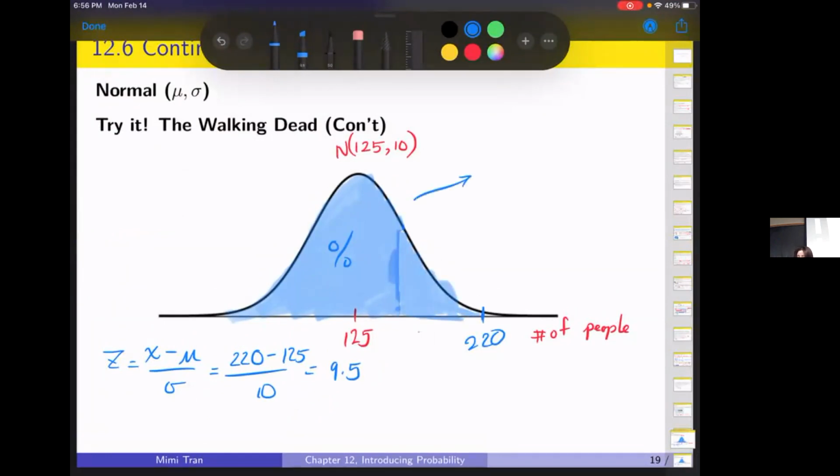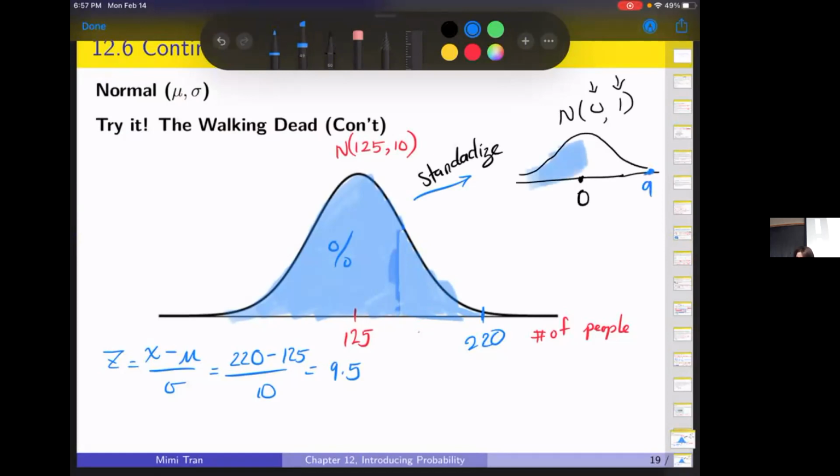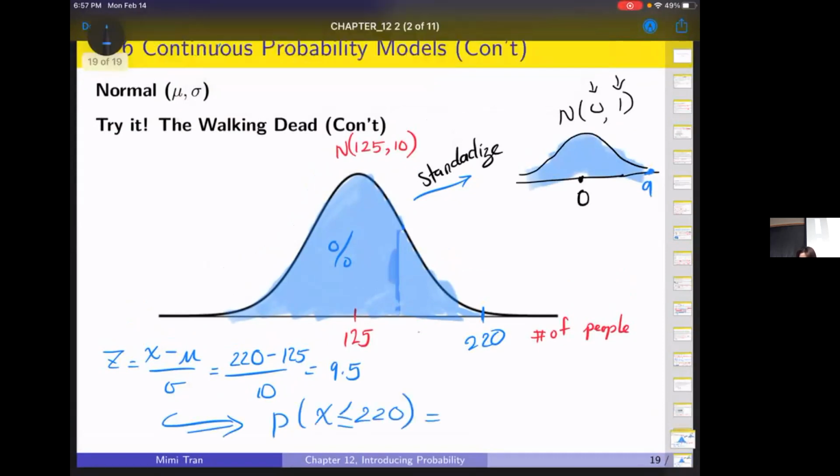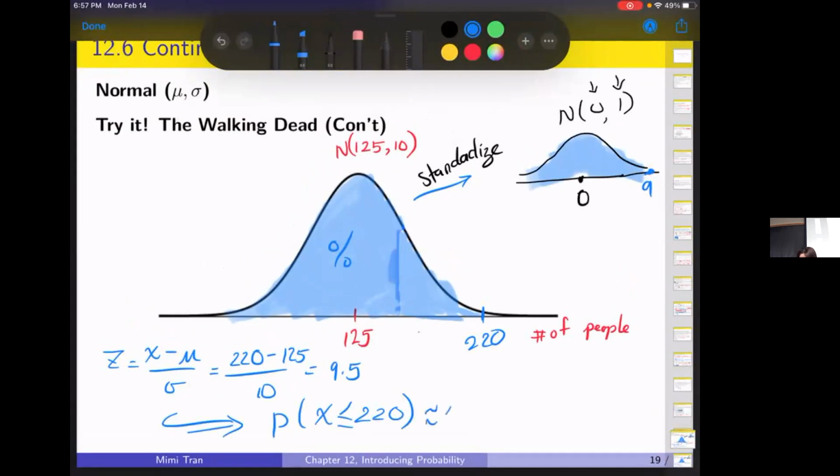Remember the standardized curve? If I draw it as a standardized curve, what is the distribution of the standardized curve? And what numbers are here? Yeah, 0, 1, right? 0 is your mean, 1 is the standard deviation. So 9 is all the way down there, and you want the left. So basically you shade everything, which is almost 100%. Z is too big. So P of X less than or equal to 220 is roughly 1. In practice, it's 1.